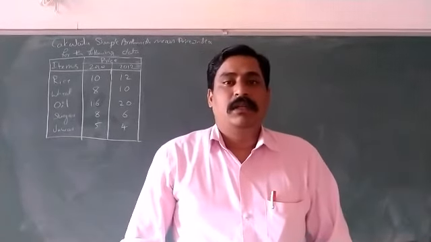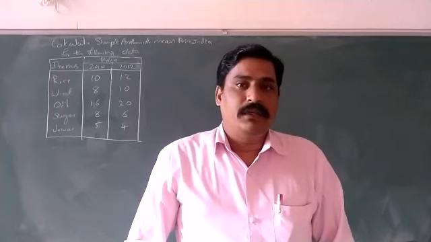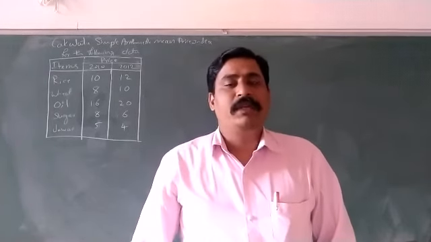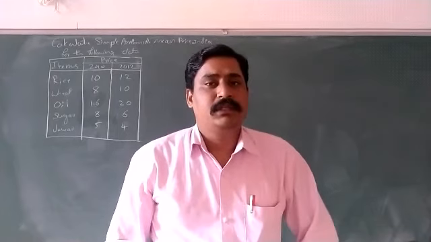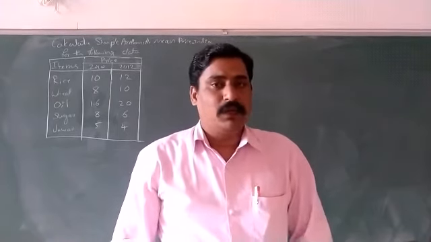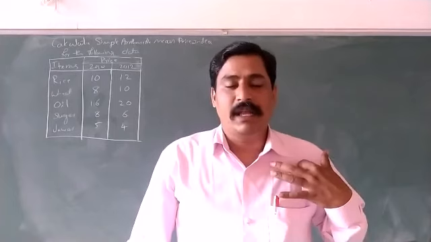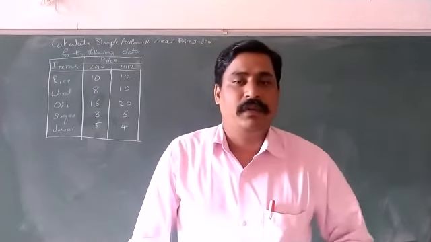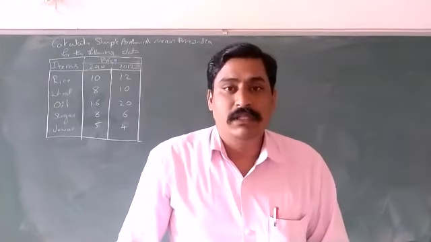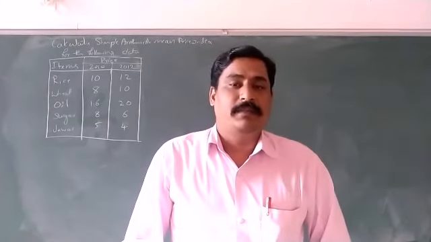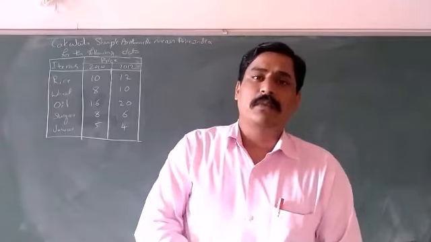Second one is average of price relative, where we calculate price relative for each individual item, and then we make a total of it and calculate the average. And when it comes to the average of price relative, we calculate two different types again, that is arithmetic mean and geometric mean. So here we have a problem.